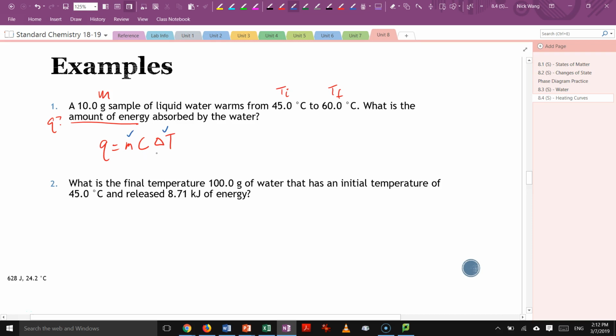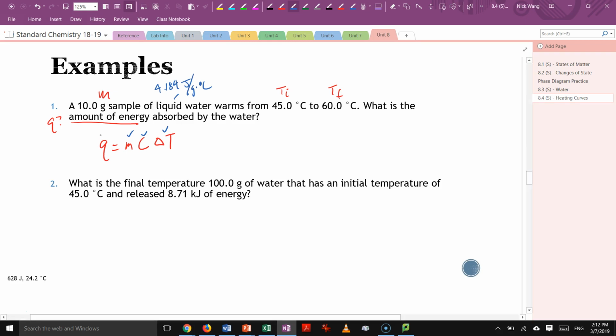Well, again, C is a specific heat. It's specific to the substance. Well, liquid water, let me go and tell you this one right now. You go ahead and commit this one to memory. It's going to be 4.184 joules per gram degrees Celsius, right? The specific heat of water. So we basically always have that available to us. That's one that you'll just have to memorize because we use that quite a bit.